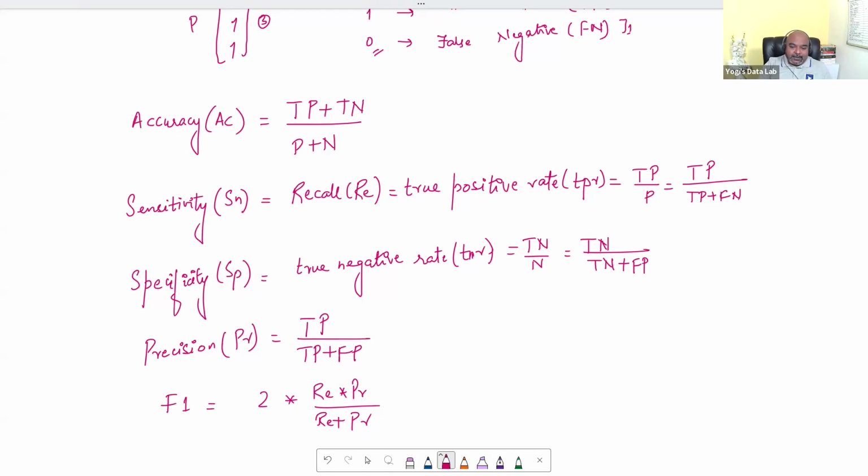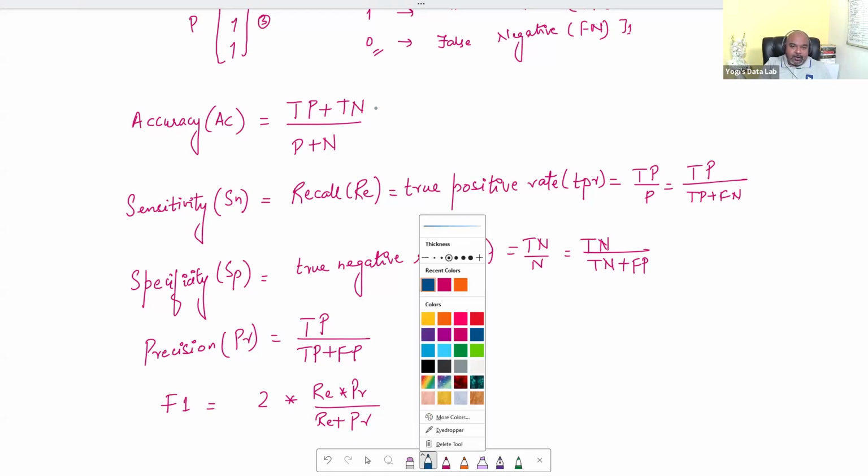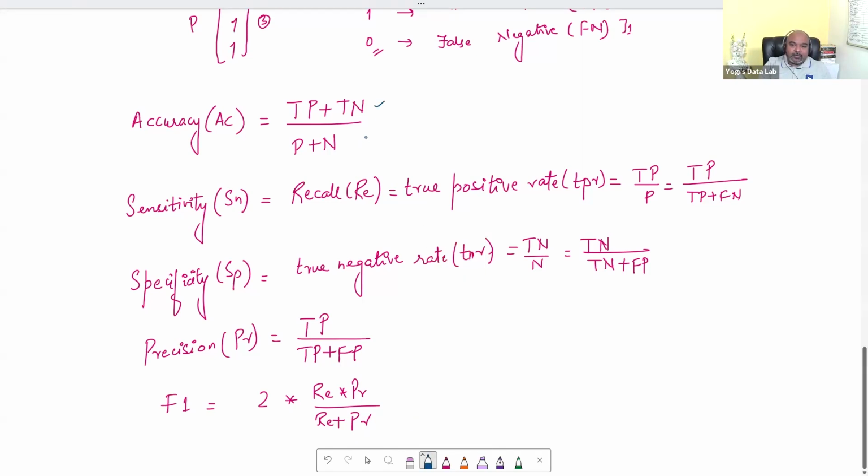So accuracy, as we can all understand, is how many correct predictions are made out of the total number of rows. When I talk about sensitivity, sensitivity and specificity are like brothers and sisters. So these two terms are used in parallel, while recall and precision are again used in parallel. So these two terms are used together and these two terms are used together.